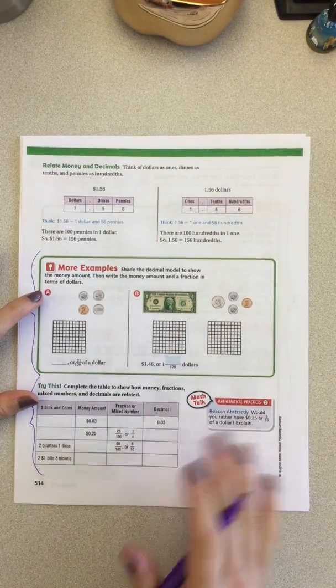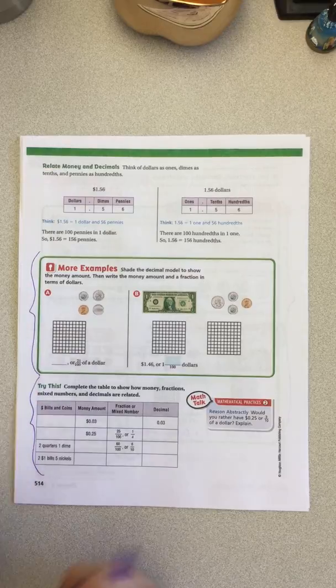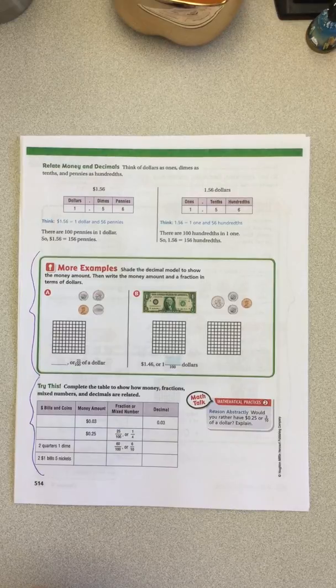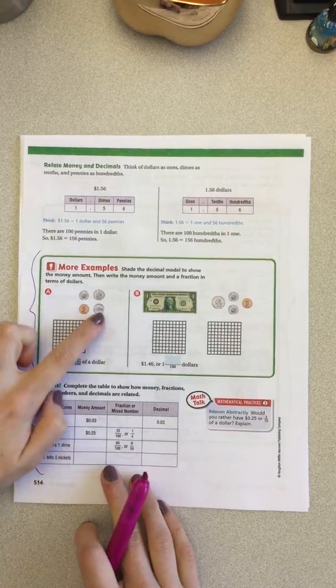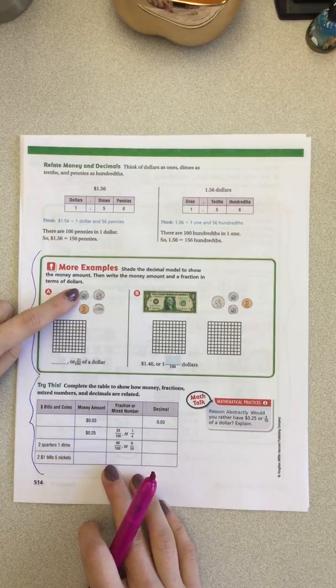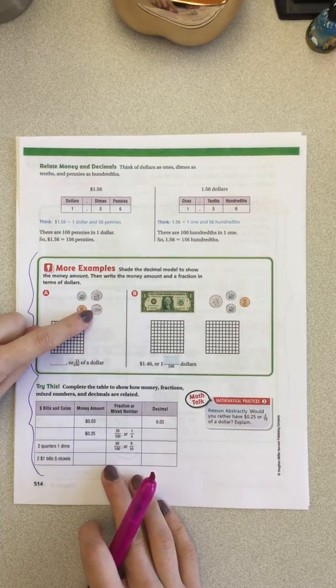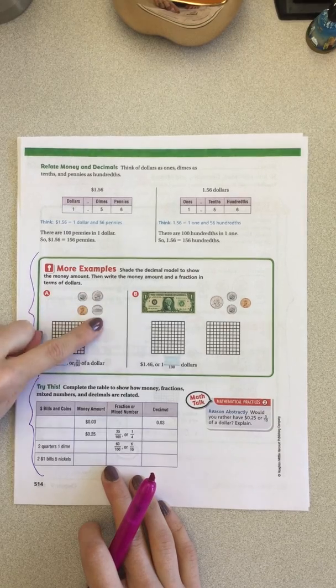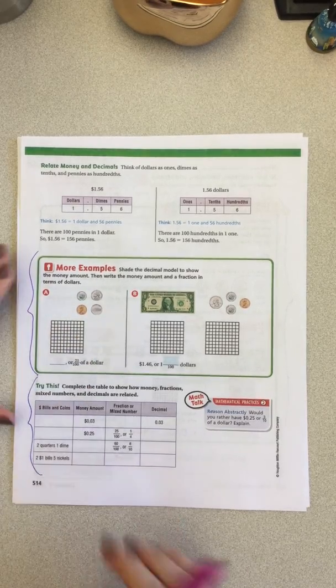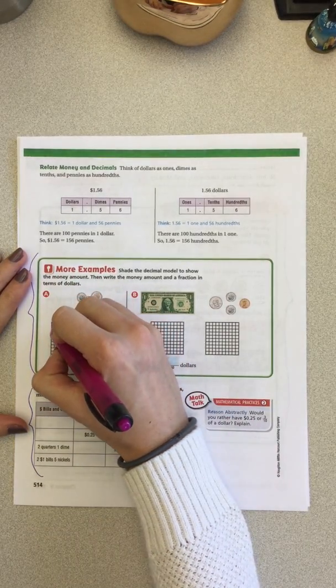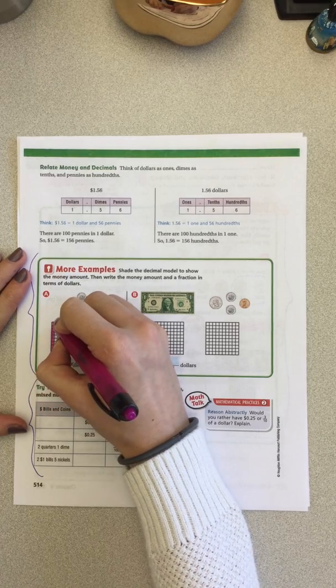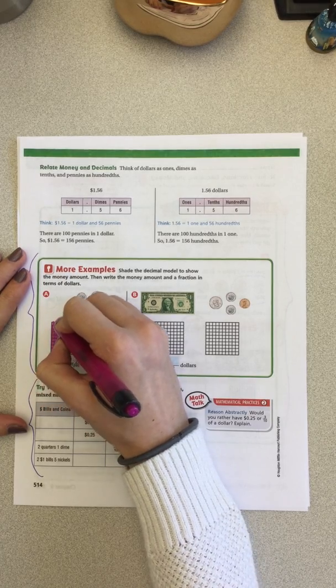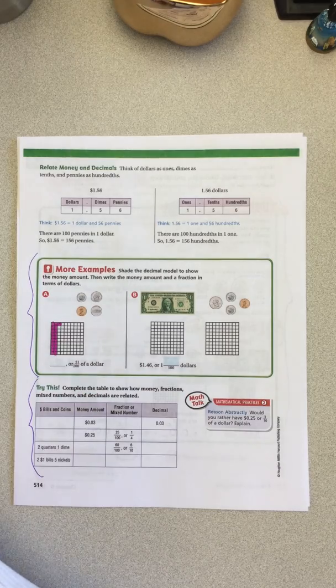If we look here at the more examples section, it says shade the decimal model to show the money amount, then write the money amount and a fraction in terms of dollars. So example A, we have a dime, 2 nickels, and a penny. So we know a dime is 10 cents, 2 nickels, 5 cents each, so an extra 10 cents. We're at 20 cents, and then 1 more is 21 cents. So we're going to shade 21 out of our 100 boxes to show 21 cents.